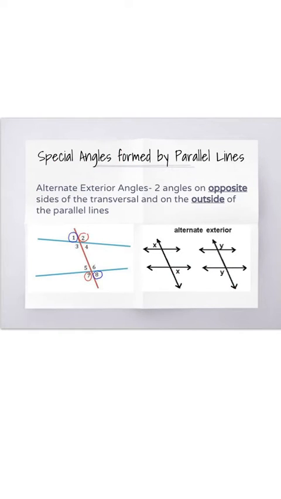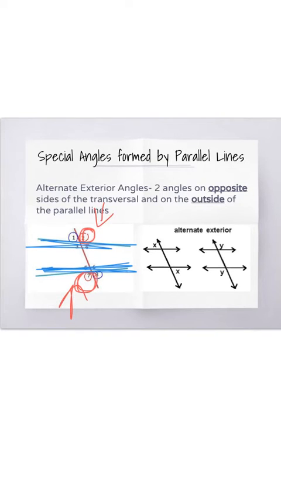For alternate exterior angles, these are two angles that are on the opposite side of the transversal as well, but they are on the outside of the parallel lines. On the left, you have angle number 2 and angle number 7 are alternate exterior angles. Pretend that the lines are actually parallel. Angles 2 and 7 are on the opposite side of the transversal line, and they are on the outside of the parallel lines.